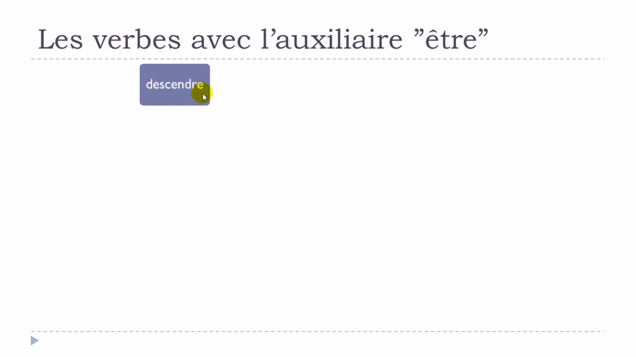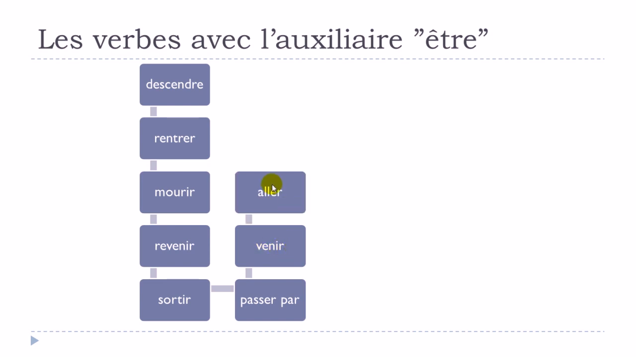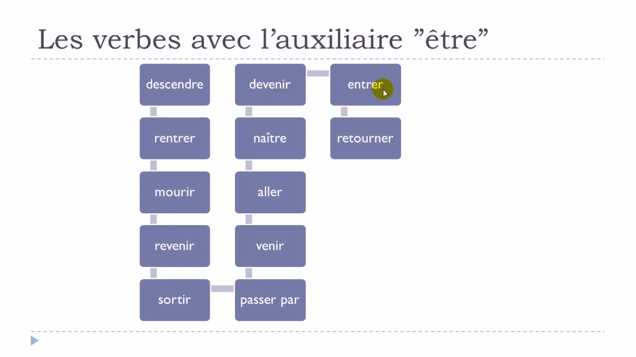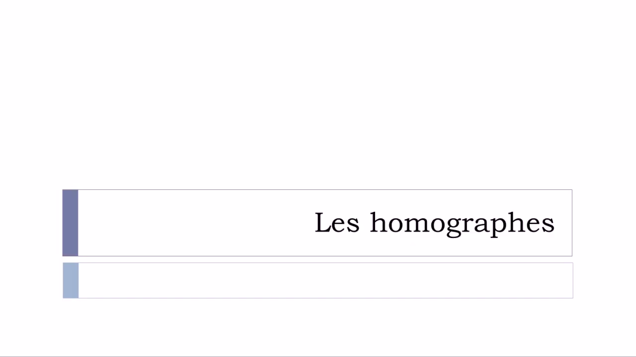So the first one is descendre. After that, we'll have entrer, then mourir, revenir, sortir, passer par, venir, aller, naître, devenir, entrer, retourner, tomber, rester, arriver, monter, partir. Les homographes. So don't be afraid, don't be scared.